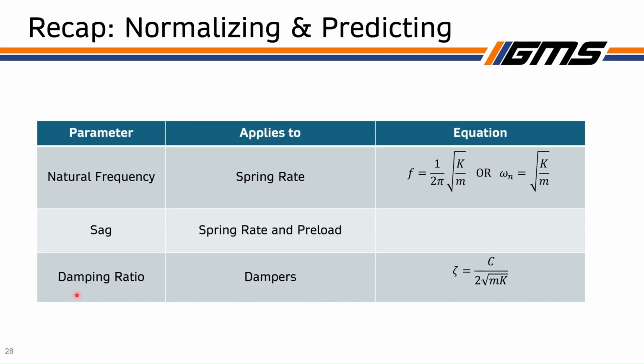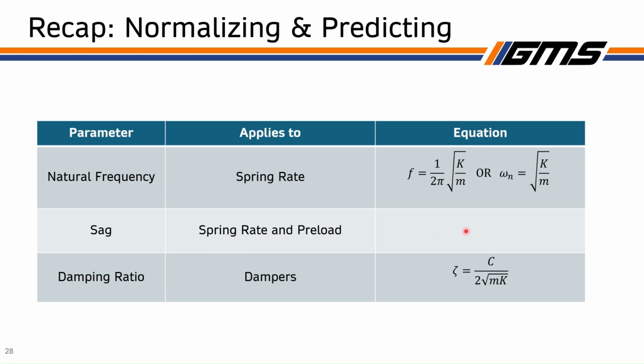So let's do a quick recap, summarize what we've learned so far. The natural frequency of our car is going to be determined by our spring rate, and the equation to calculate this is going to be either this for hertz or this for radians per second. Sag is going to be determined by your spring rate and your preload.